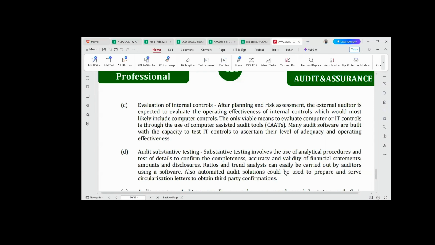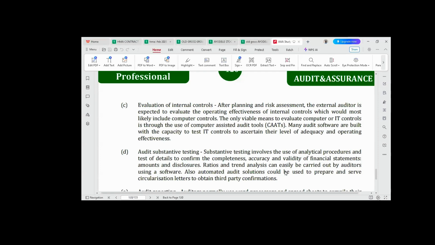So what that means is that you want to test whether the information, the transactions, the account balances contained in the financial statement is complete, accurate, and does not contain any material misstatement. And also, more importantly, that all necessary disclosures have been made. Okay?